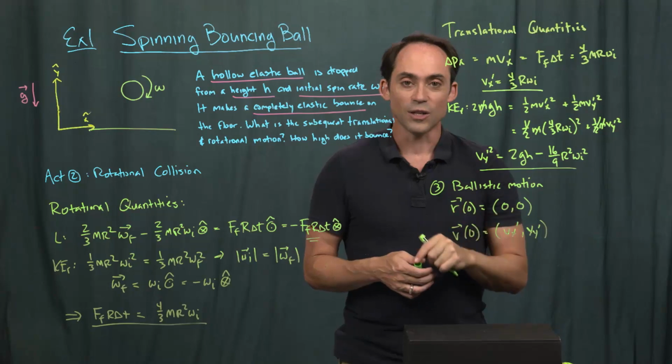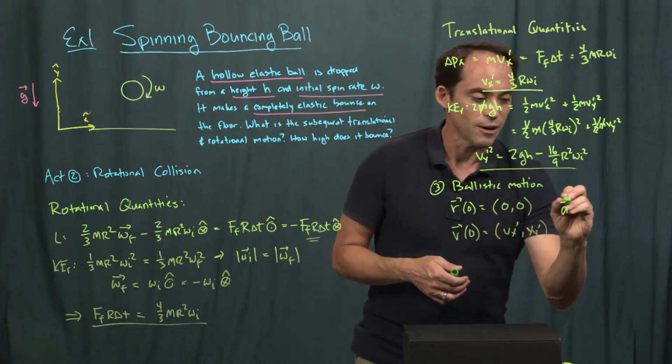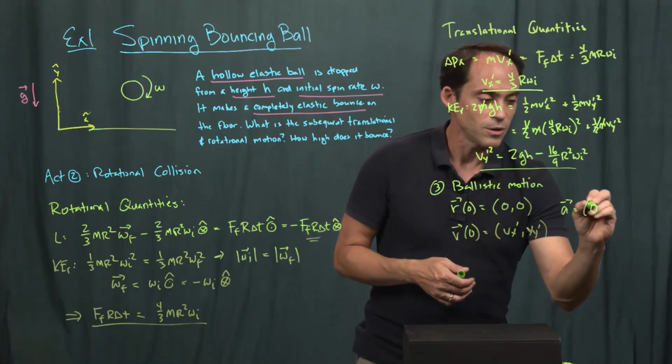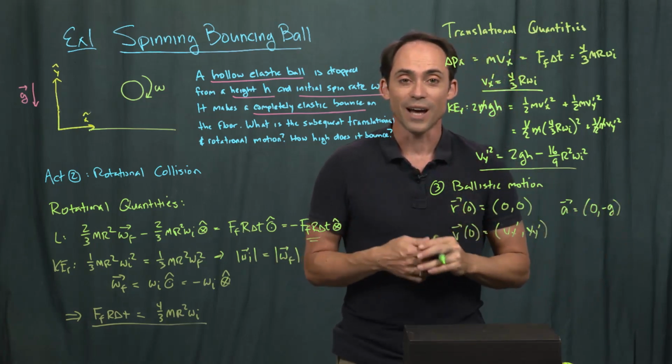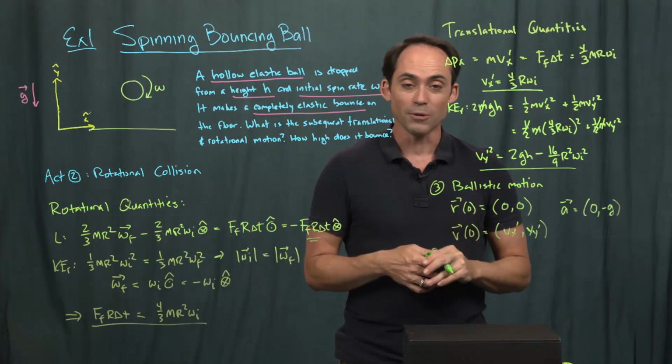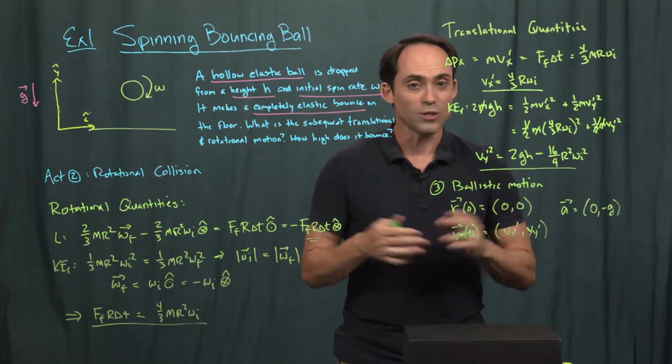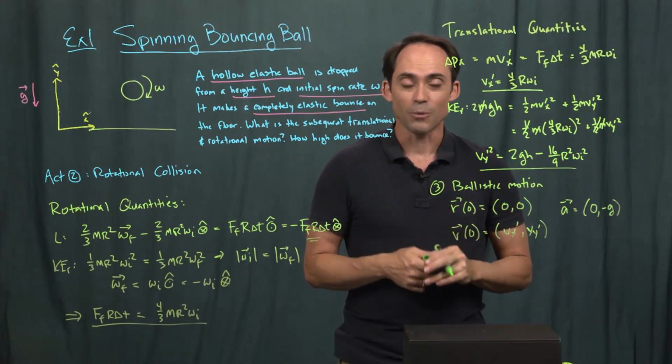So with these initial conditions and the fact that our acceleration is just equal to 0 minus g, this is now a 1D constant acceleration motion problem, and we can solve it just the same way that we did in the first couple weeks of class.